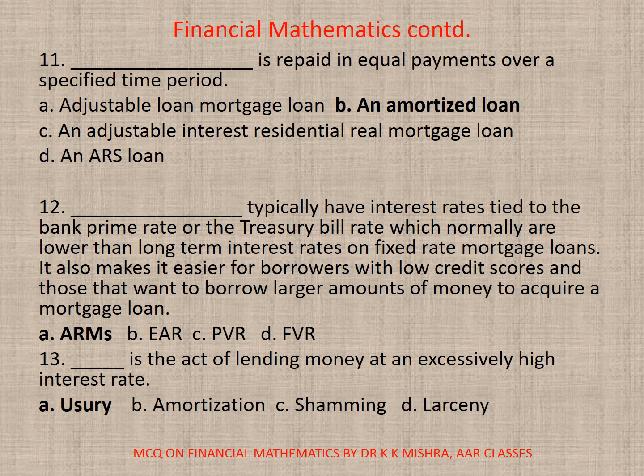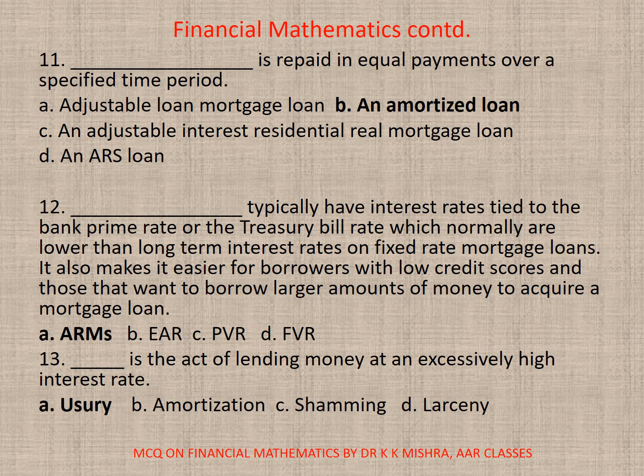11. Dash is repaid in equal payments over a specified time period. So your correct option is B. Amortized loan.